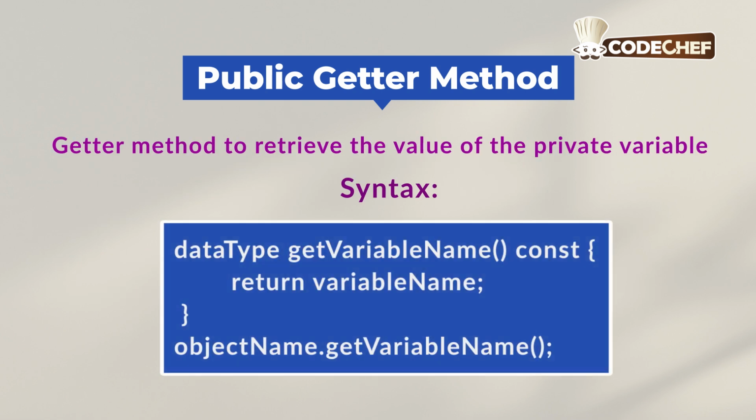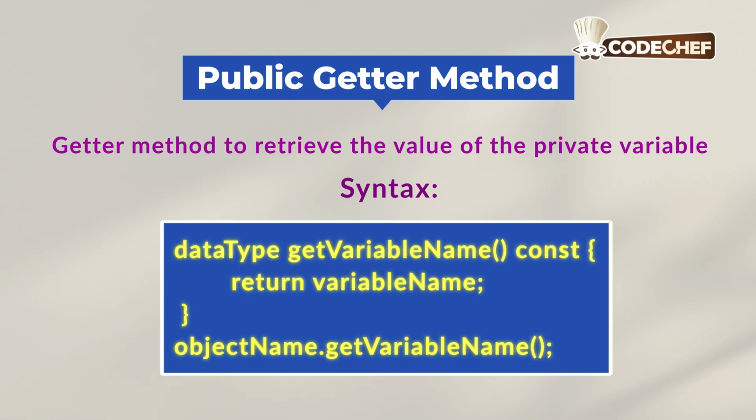Its syntax is, so first we'll see how to use a getter method to retrieve the value of a private variable. For that, we will first write the data type, then get and variable name, then brackets, const, then curly brace begin. Then we will write return and then the variable name, which will return the value of the private member of the class, semicolon, bracket close. Now we will access the private member via the getter method, for which we will write object name dot get variable name, brackets and semicolon.